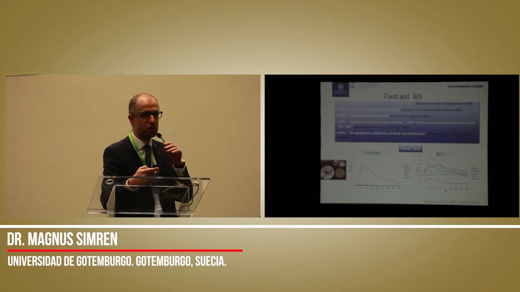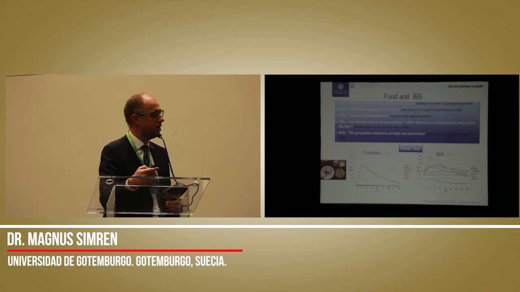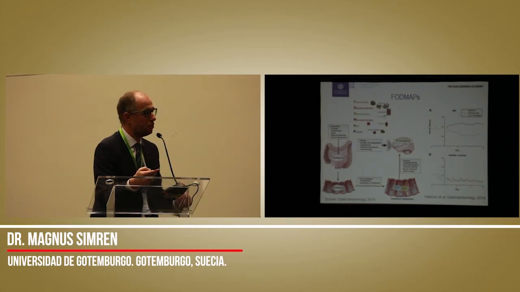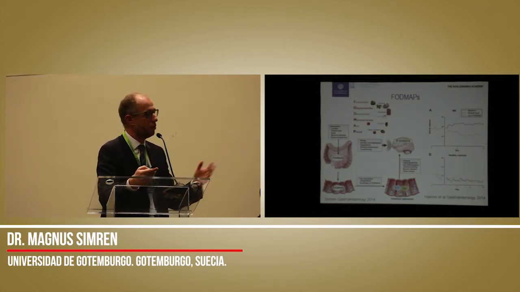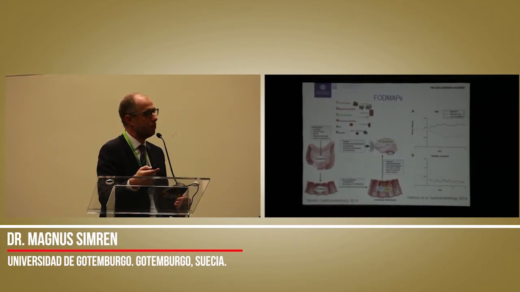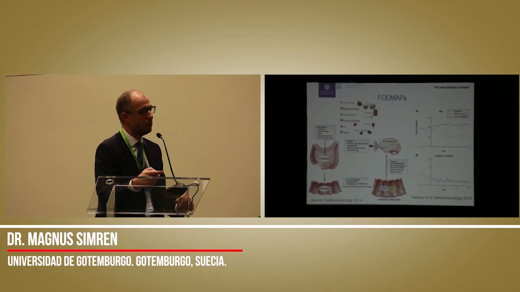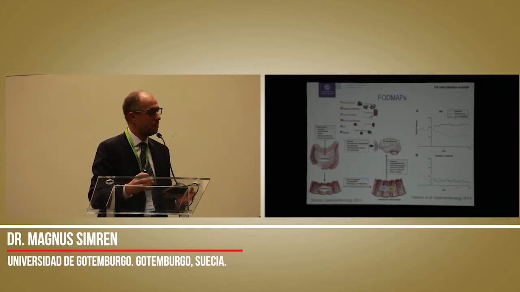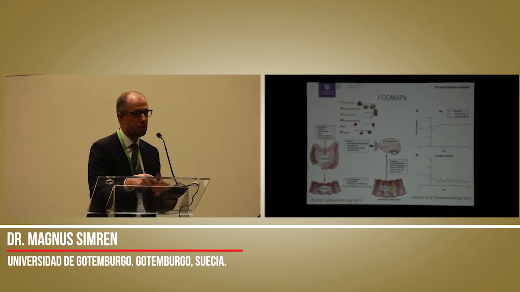So therefore it's quite logical that we now try to modulate the diet in some way to improve symptoms in IBS. The most popular approach today is the so-called low FODMAP diet, which we've heard about a little bit: the fermentable oligosaccharides, disaccharides, monosaccharides, and polyols, which are poorly absorbed carbohydrates that pass down into the colon. In the colon they meet bacteria, which leads to gas production, and also through osmosis, these carbohydrates drag water into the lumen, and this leads to distension.